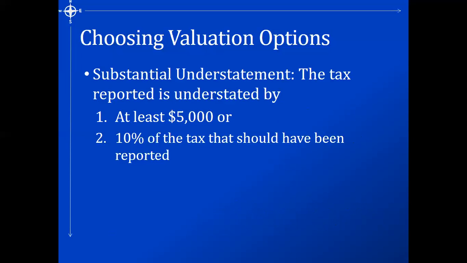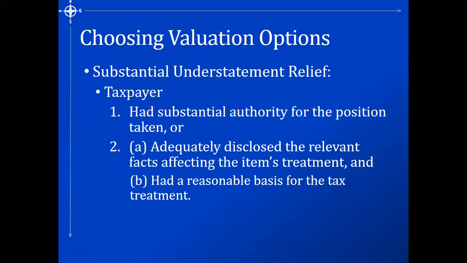That happens when the tax reported is understated by at least $5,000, or 10% of the value that should have been reported, and that's the greater of those. So if it's underreported, but the tax is understated by less than $5,000, then you don't get a substantial understatement penalty. It has to be at least $5,000, and so that's when you get to the understatement penalty.